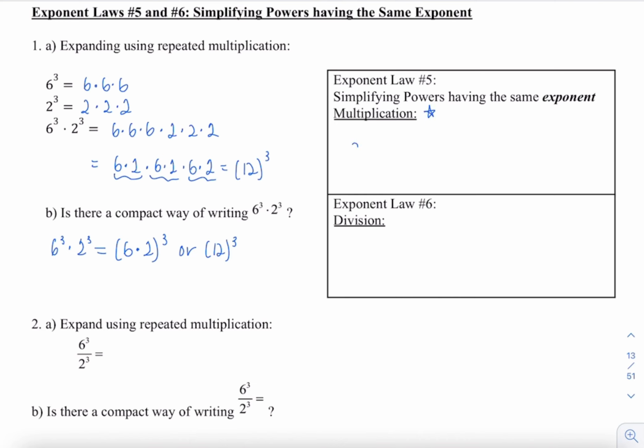So if I have a base of a to the exponent n, and I have a base of b to the same exponent n, I can write that shorthand as a times b to the power of n. That'll help me simplify it.